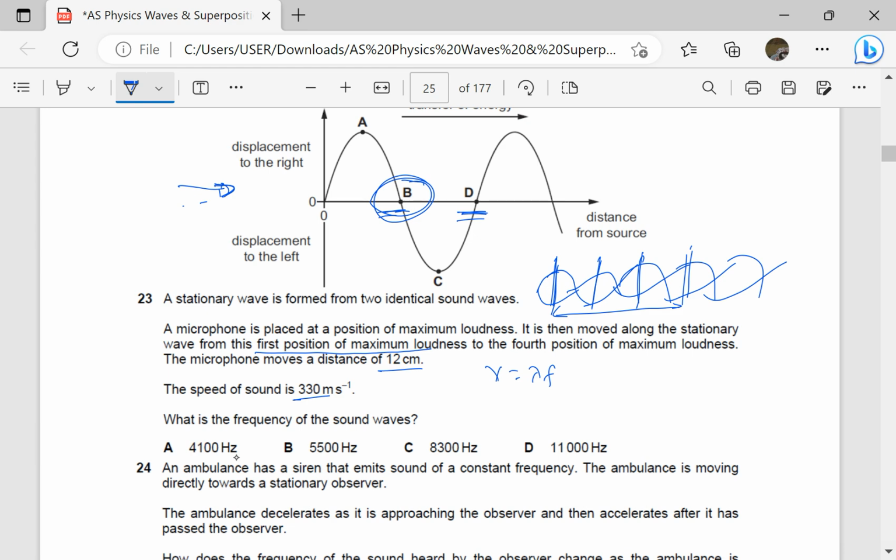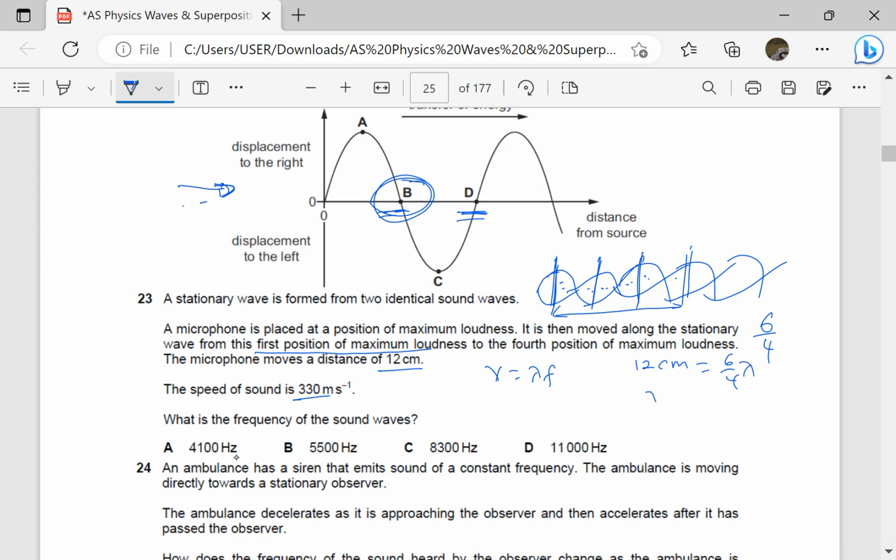So that means the distance it has moved through is going to be a quarter plus a quarter, that is a half. A quarter plus a quarter, another half, that is one wavelength. A quarter plus a quarter, so this is 1, 2, 3, 4, 5, 6 quarters. That is 6 over 4, that is going to be 1.5 of a cycle. So it means the distance of 12 centimeters is equal to 6 over 4 wavelength.